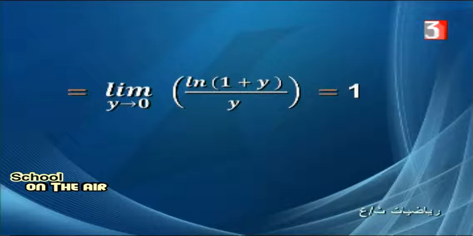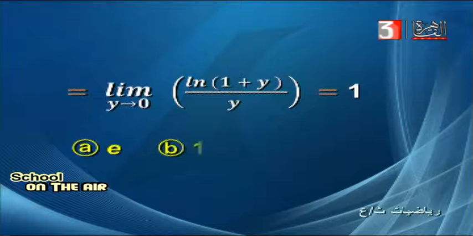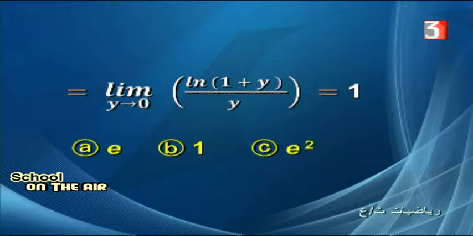This limit equals 1. Then the limit of the function ln x minus 2 over x minus 3 when x tends to 3 equals 1. And we can choose the correct answer, which is B. Number 2.